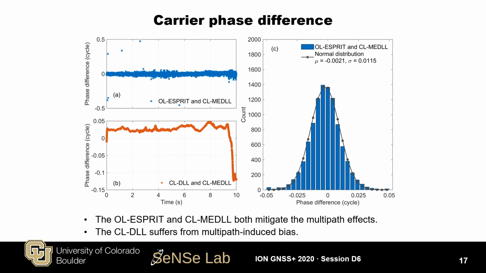However, the phase difference between the closed-loop DLL and closed-loop MEDLL in subplot B constantly incorporates a non-zero bias. This bias should mainly come from the multipath-induced error in the closed-loop DLL. The bias is around minus 0.1 cycles for the last 0.5 seconds, when path 0 becomes about 8 dB weaker than path 1.